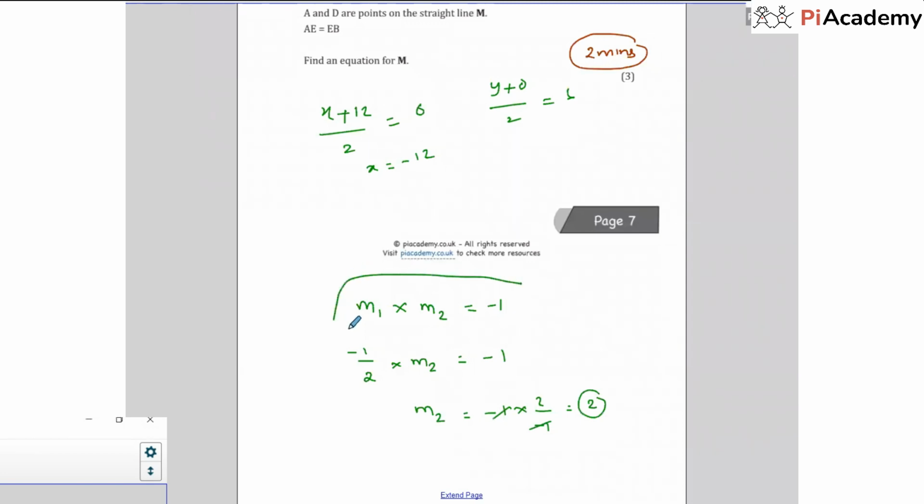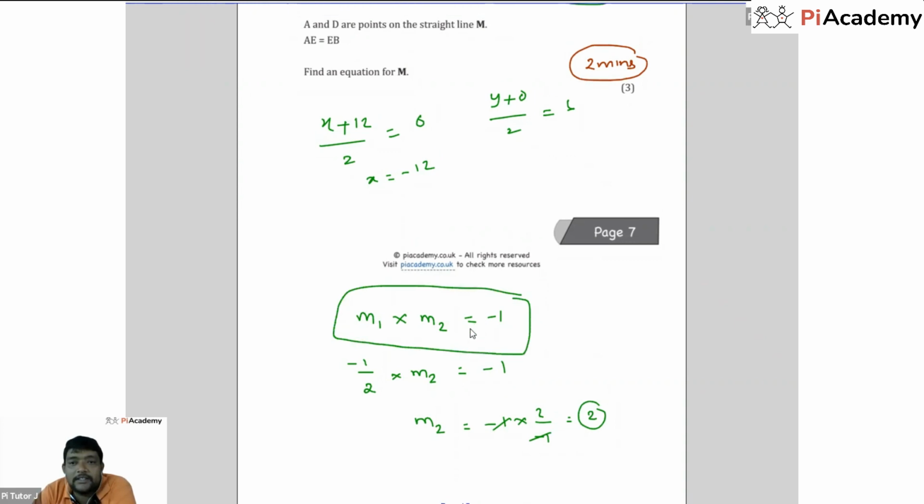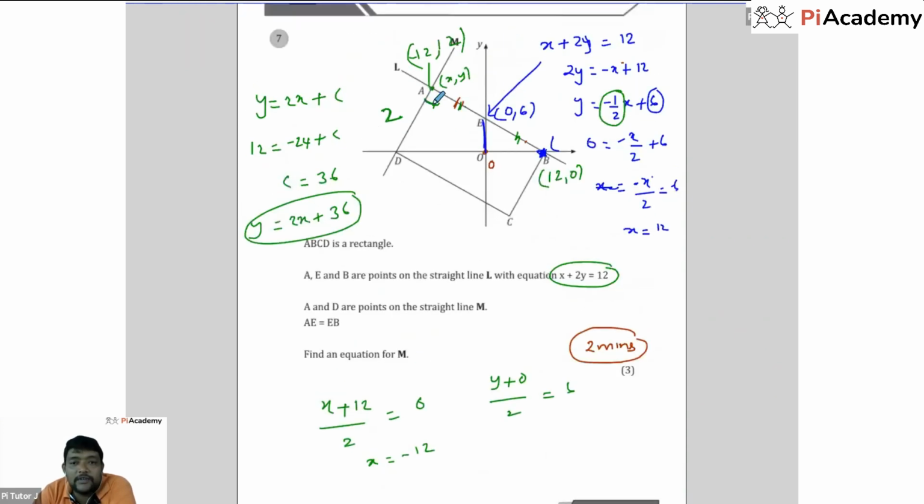You need to remember this. When two lines are perpendicular, product of their slopes is negative 1. Here I say L and M are perpendicular because ABCD is a rectangle. Since two lines are perpendicular, product of their slopes is negative 1.